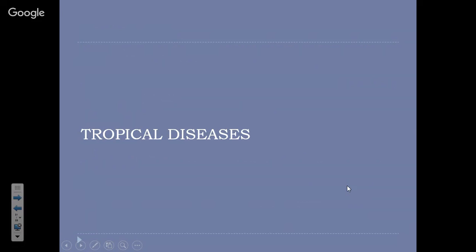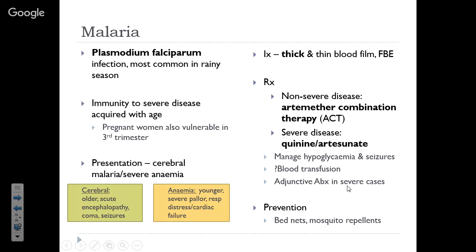Right, touching briefly on tropical diseases, these were in your curriculum matrix, but I think the likelihood of them being examinable is relatively low, so we can just skim past them. Just remember for malaria, the most common causative agent is Plasmodium falciparum. Investigations-wise, thick and thin blood films. Treatment is basically anti-malarial drugs, so quinine or ACT, which is artemether combination therapy. And prevention with bed nets and mosquito repellents, and that sort of thing.